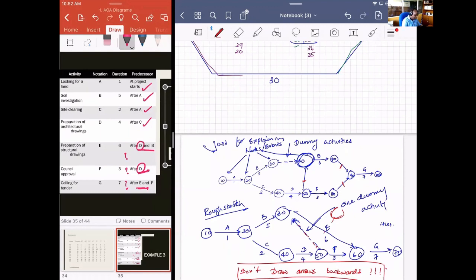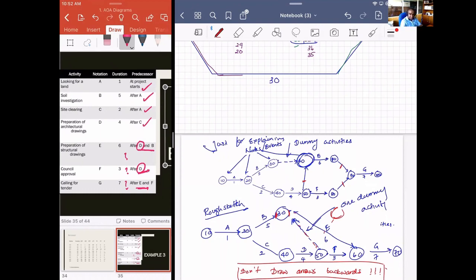In a node, there are some arrows connected to this end, and some arrows connected to this end. So it's easier to calculate. It's not a rule, but try not to draw arrows backwards. I will give you some time. Okay, the time is up. The ladder diagrams, we will discuss after activity on node.